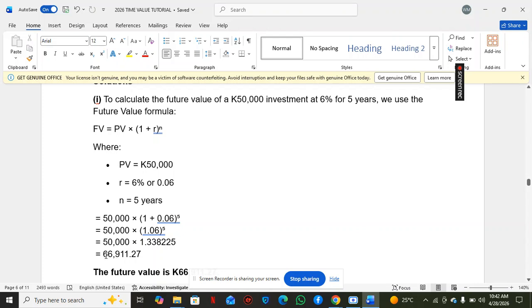You're going to get 66,911.27. That is the future value of this 50,000 kwacha investment.